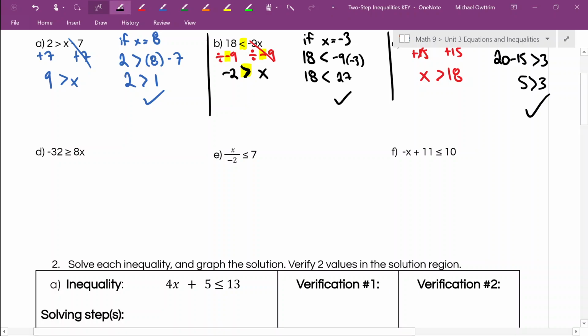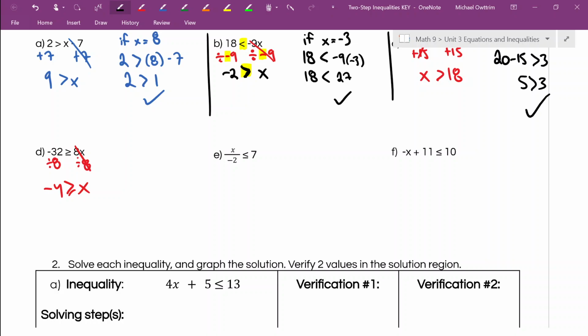In question D, we have negative 32 is greater than or equal to 8x. The opposite of multiplying x by 8 is dividing by 8, which we'll do to both sides. We get x is less than or equal to our negative 4. Notice we did not have to flip our inequality sign here because the operation we were doing was dividing by a positive number. Our solving operation involved a positive number.